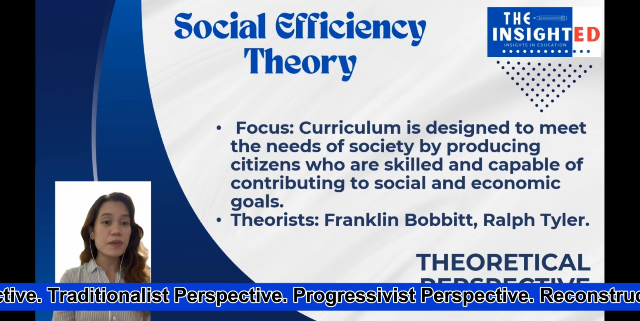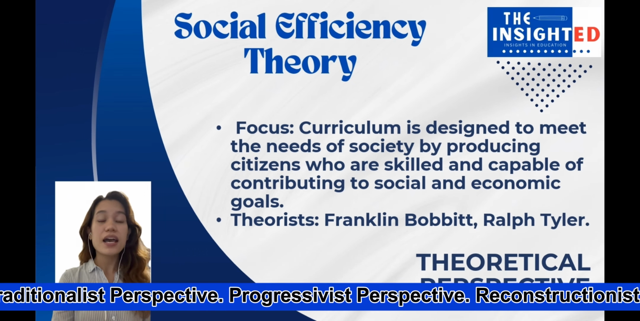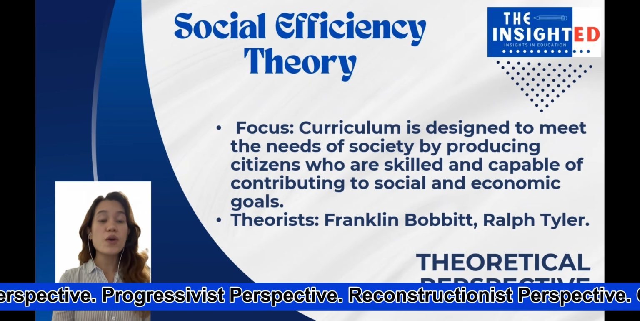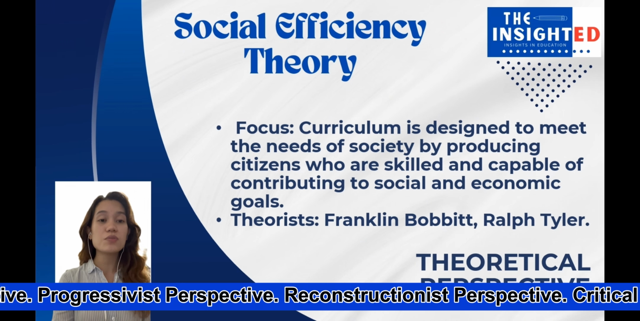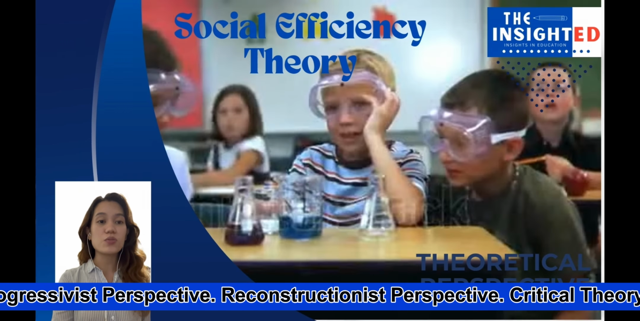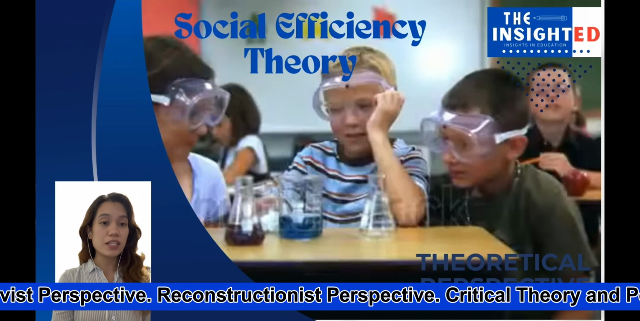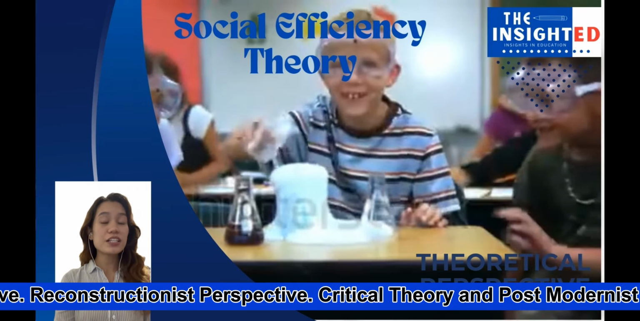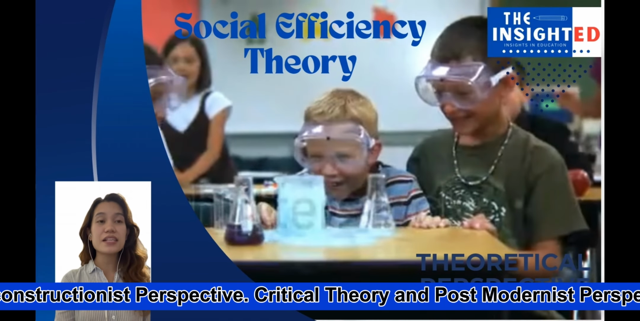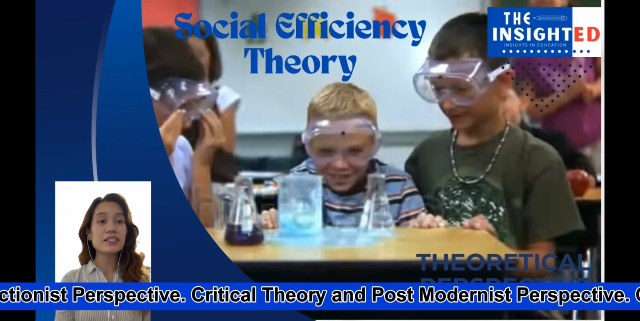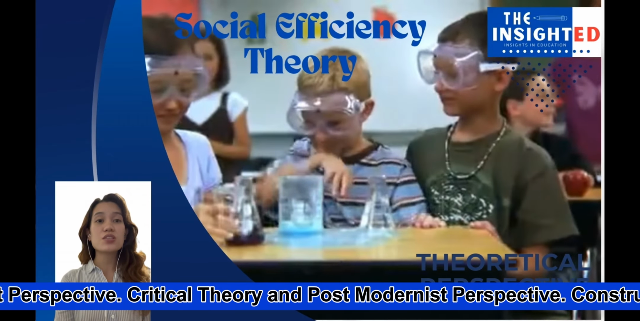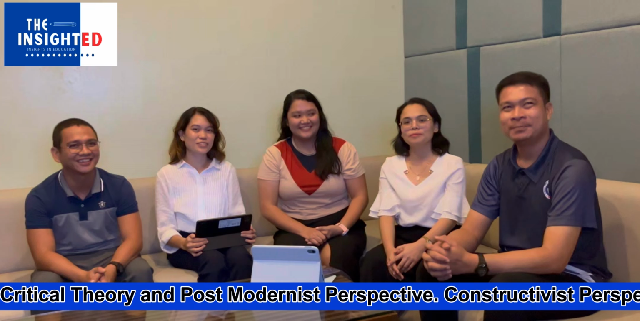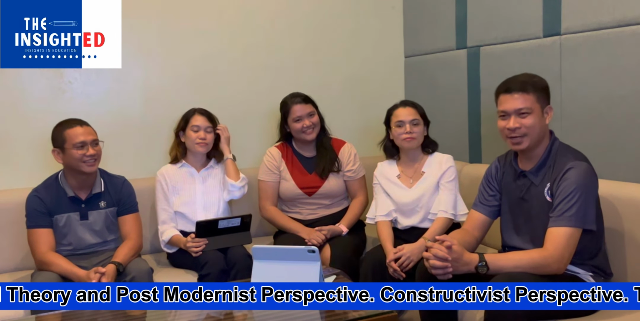This theoretical perspective focuses on curriculum as designed to meet the needs of society by producing citizens who are skilled and capable of contributing to social and economic goals. Theorists under this perspective are Franklin Bobbitt and Ralph Tyler. This social efficiency theory emphasizes measurable outcomes and competencies with a curriculum that focuses on preparing students for specific roles in the workforce. Before we wrap up, let's quickly recap.